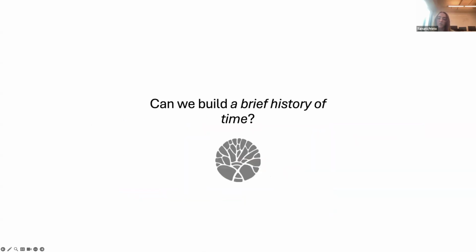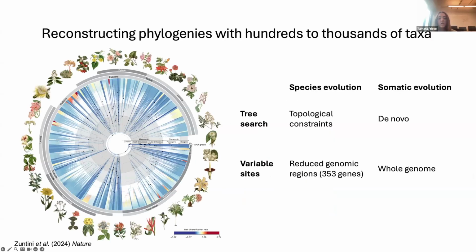So from these thousands of mutations per cell, how do we obtain a phylogeny with branches representing time? Building accurate phylogenies from thousands of terminal nodes is extremely challenging. For instance, in a study reconstructing the phylogeny of thousands of flowering plants, the authors used a divide and conquer strategy based on prior knowledge of taxonomic groups. But in our case, we don't have any prior knowledge per donor.